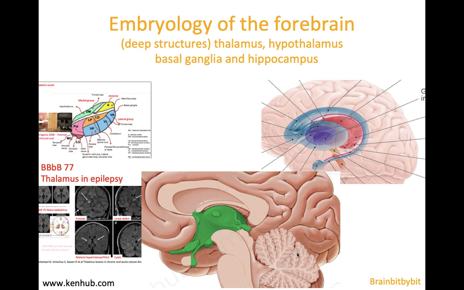After having shown the role of the thalamus in epilepsy, and before continuing with the hypothalamus and pituitary, I thought it was good to spend a few minutes on the embryology of the deep structures of the forebrain and talk about how the forebrain curves, which is reflected in the shape of the caudate nucleus, and talk about the thalamus and hypothalamus.